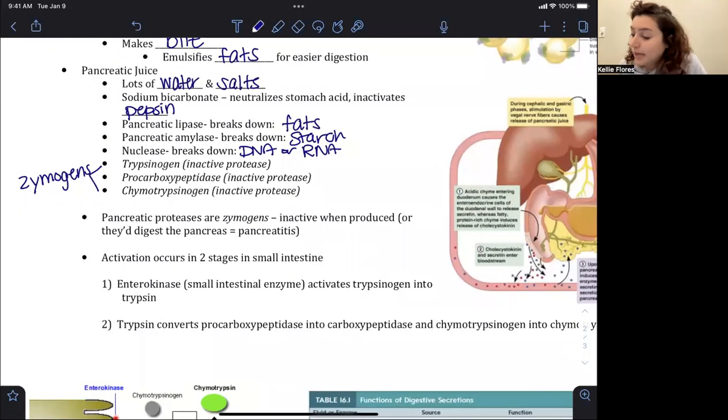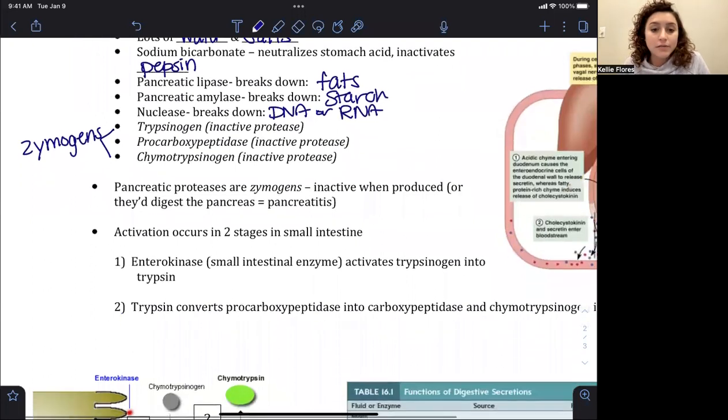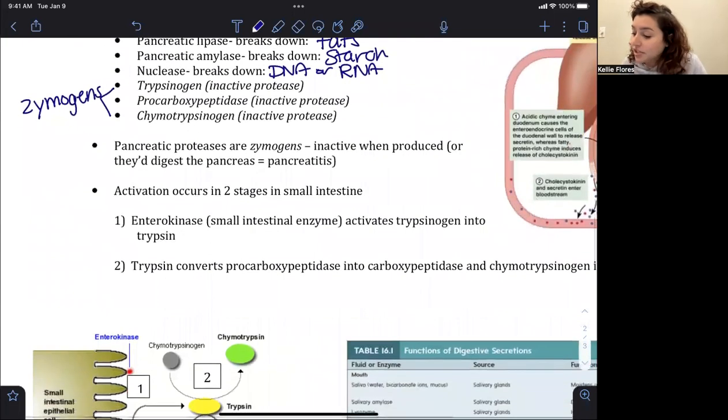So proteases break down proteins. So that's why we don't want to use them yet, right? We want to break them down later, because we want to break down proteins, because we want to absorb the components of proteins, which are amino acids. So activation of these proteases, these three, is very orchestrated, very calculated. It happens in two stages.